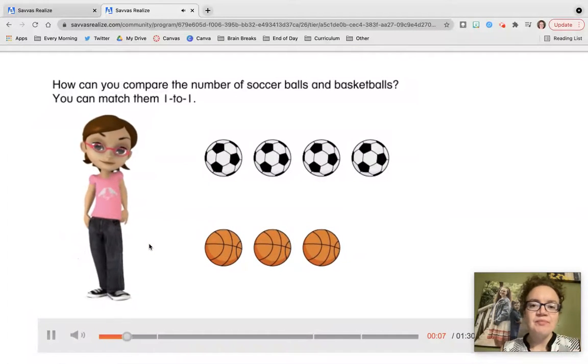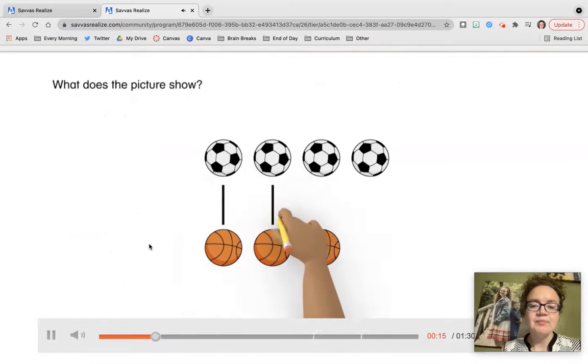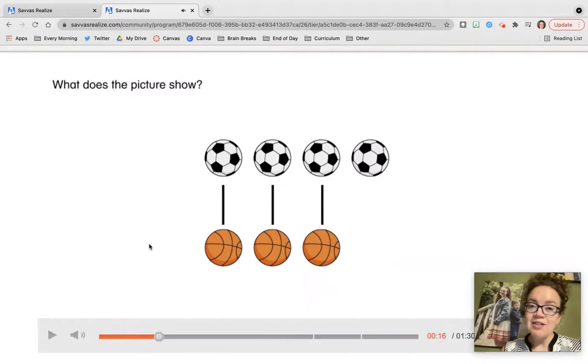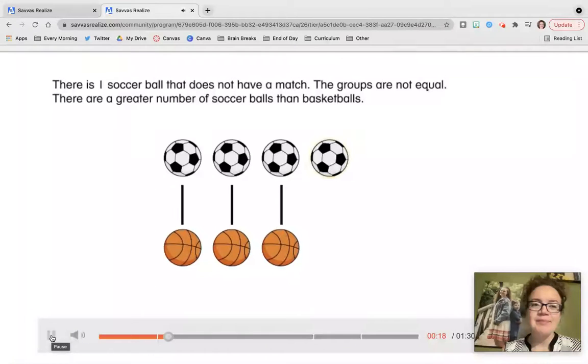How can you compare the number of soccer balls and basketballs? You can match them 1 to 1. What does the picture show? We talked about this yesterday. Look what they did. What does this picture show? Raise your hand and the guest teacher can call on you. What does the picture show? Remember, guest teacher, you can pause the video if you need more time. There is one soccer ball that does not have a match. The groups are not equal. There are a greater number of soccer balls than basketballs.